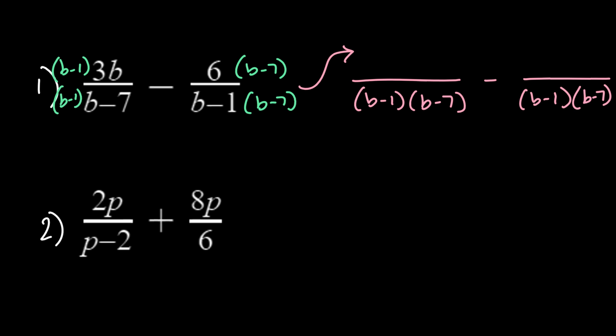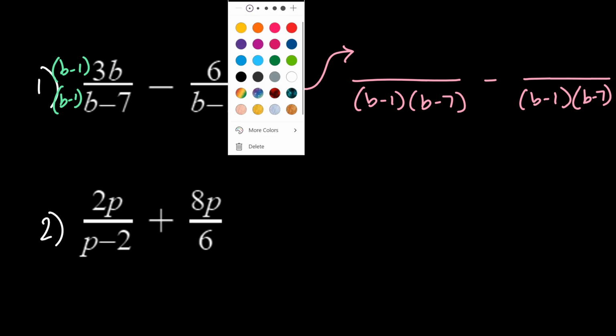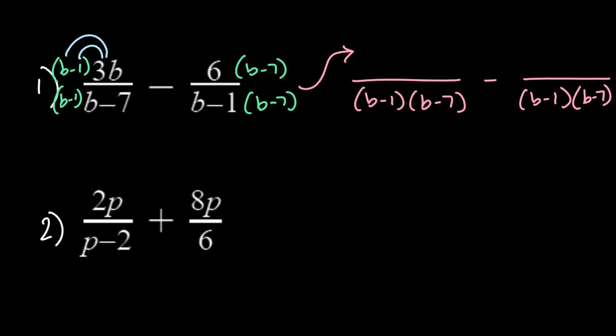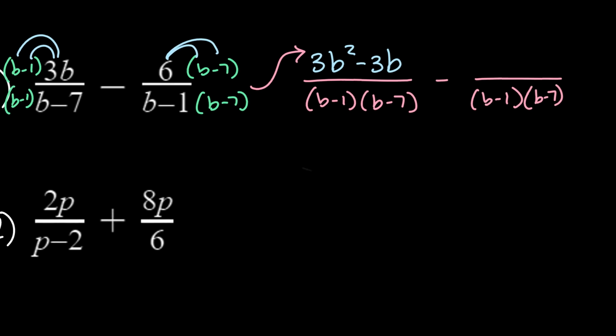Now, should I leave this as 3b times b minus 1? No, right? Because I know that my goal here is to combine the numerator. In order to combine the numerator, I need the tops to be in standard form. So I do need to distribute 3b. So we do 3b times b and 3b times negative 1. So 3b times b is 3b squared, and 3b times negative 1 is negative 3b. Same thing over here, we have to distribute the 6 to the b and the negative 7.